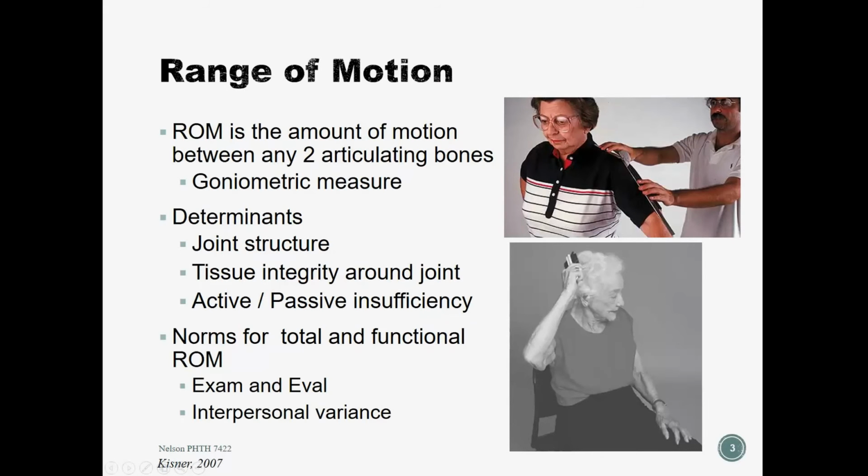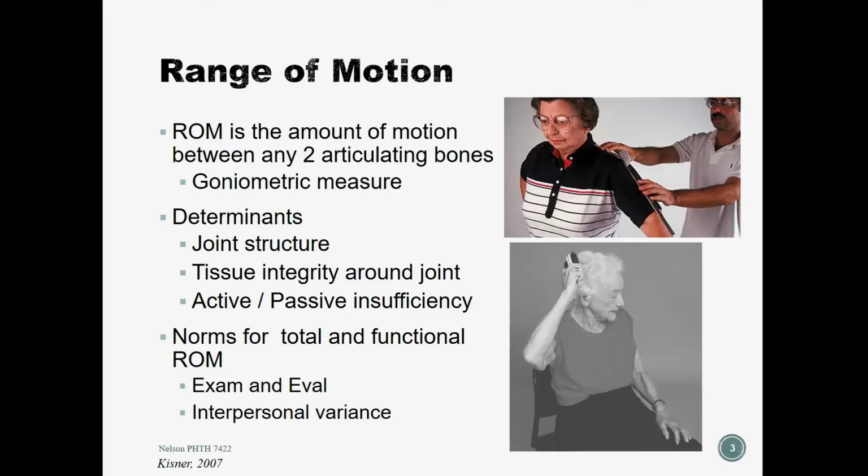What is range of motion? So in your book it's defined as the amount of motion between any two articulating bones. That's our goniometric measure, which we started talking about yesterday. And you have to realize that we also have mobility or range of motion of muscle, tendon structures. We also have motion or flexibility in ligamentous tissues.